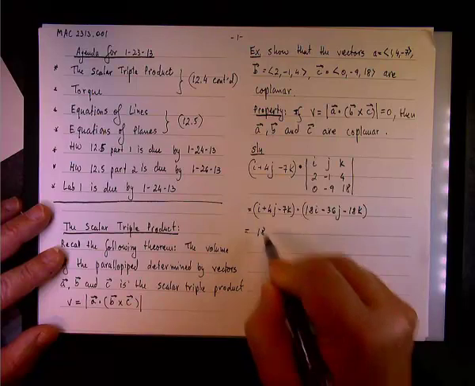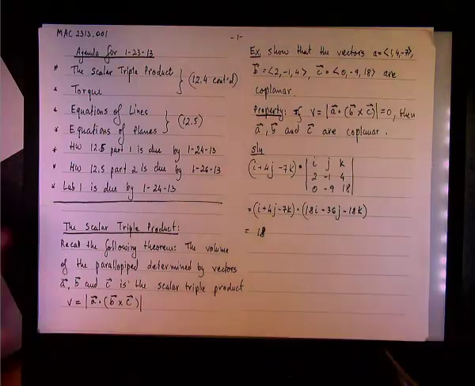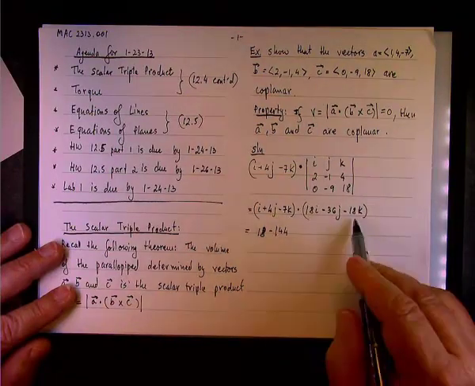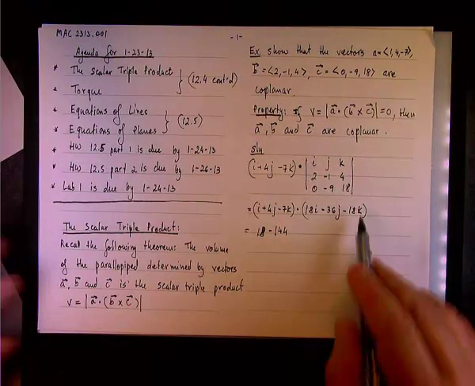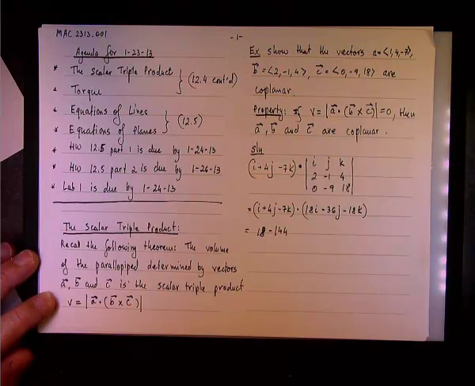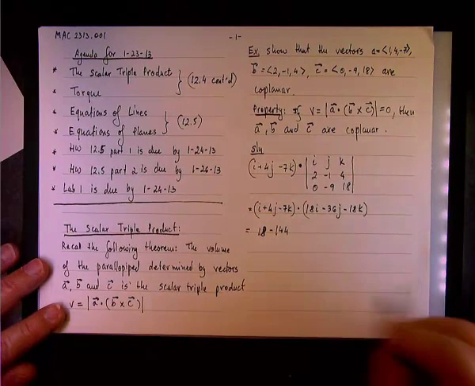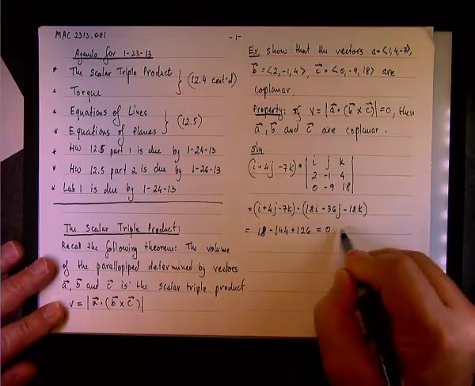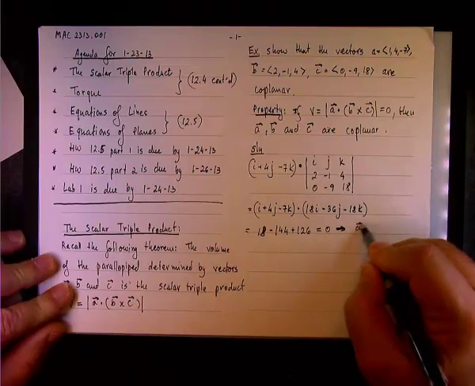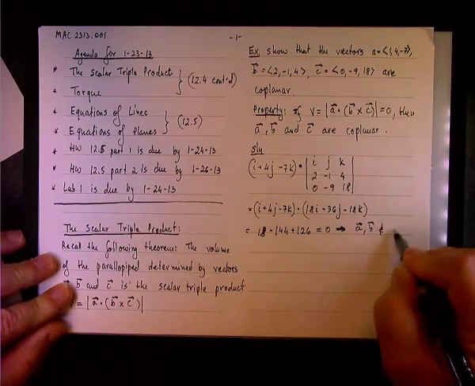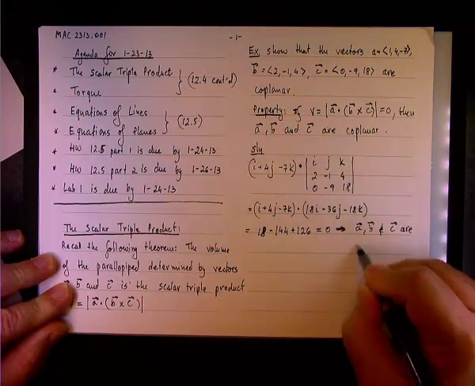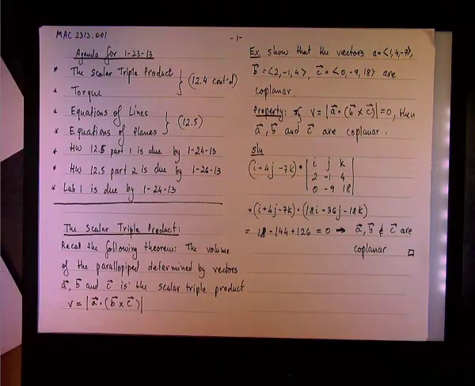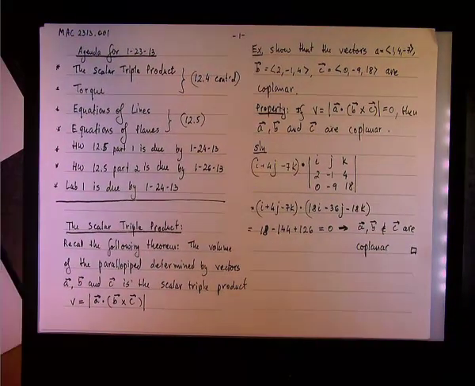And now, all we need to do is perform the dot product here, so it will be 18, 4 times 36, I believe it's 144, so minus 144. And what the heck is 7 times 18? Well, it will be 126, so plus 126, and indeed it equals 0. So the conclusion is A, B, and C are coplanar.